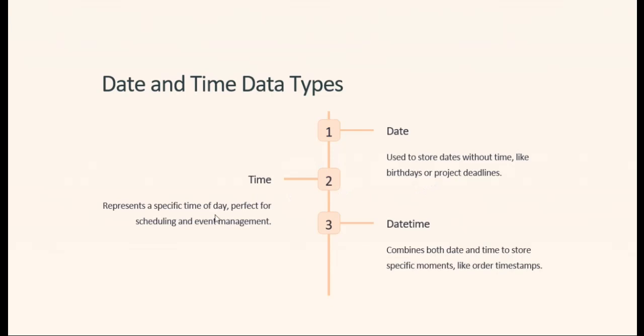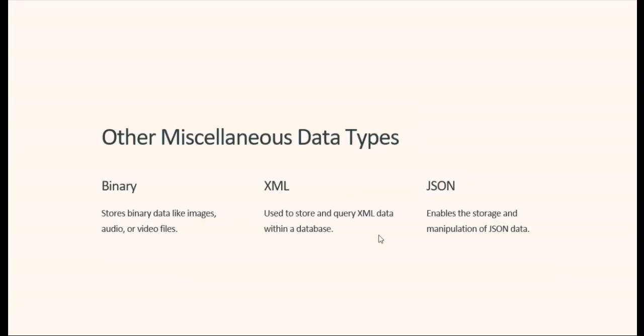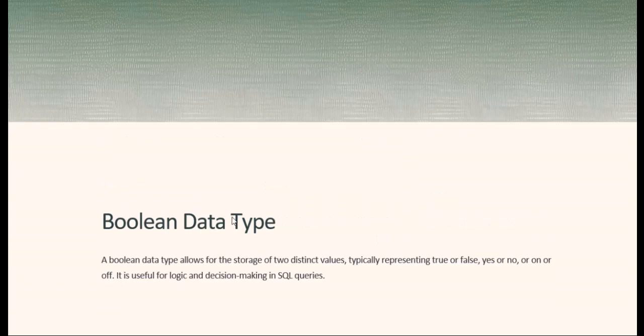Time represents the time of day, perfect for scheduling and event management. And there is a datetime type, which combines both date and time in one data type. After that, there is a Boolean data type also. In Boolean there are true and false values.